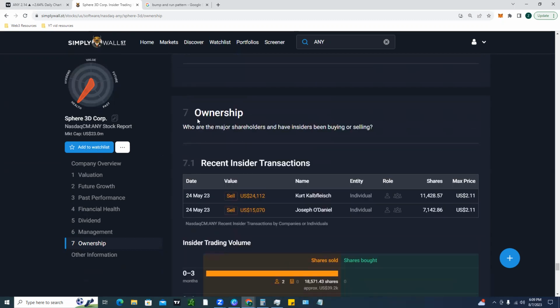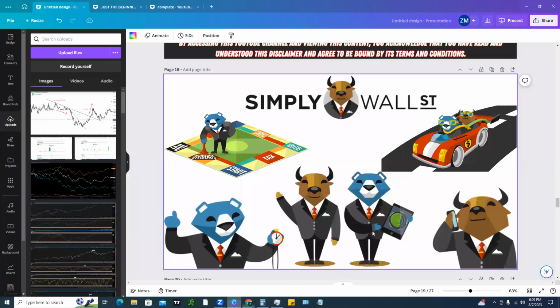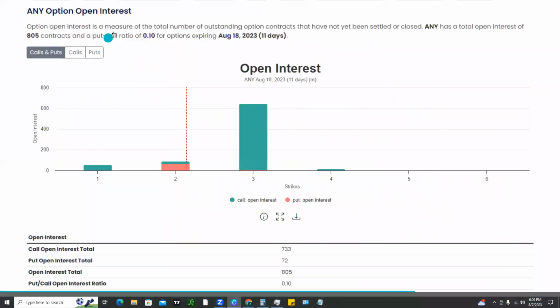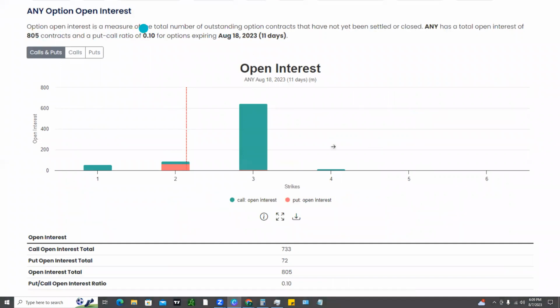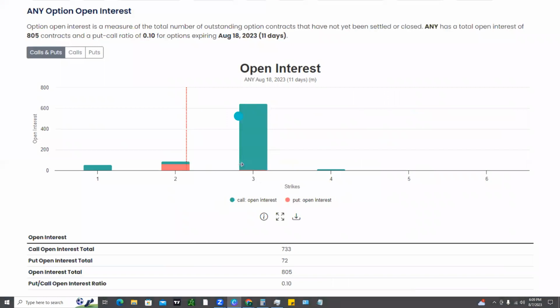Right. And that's just a brief overview. I actually want to go back over here to our presentation and show you guys this. When we take a look at the open interest here, we can see that there's a relatively high amount compared to the rest of the open interest on the other strikes at this $3 strike price. Now, these contracts expire on August 18th.